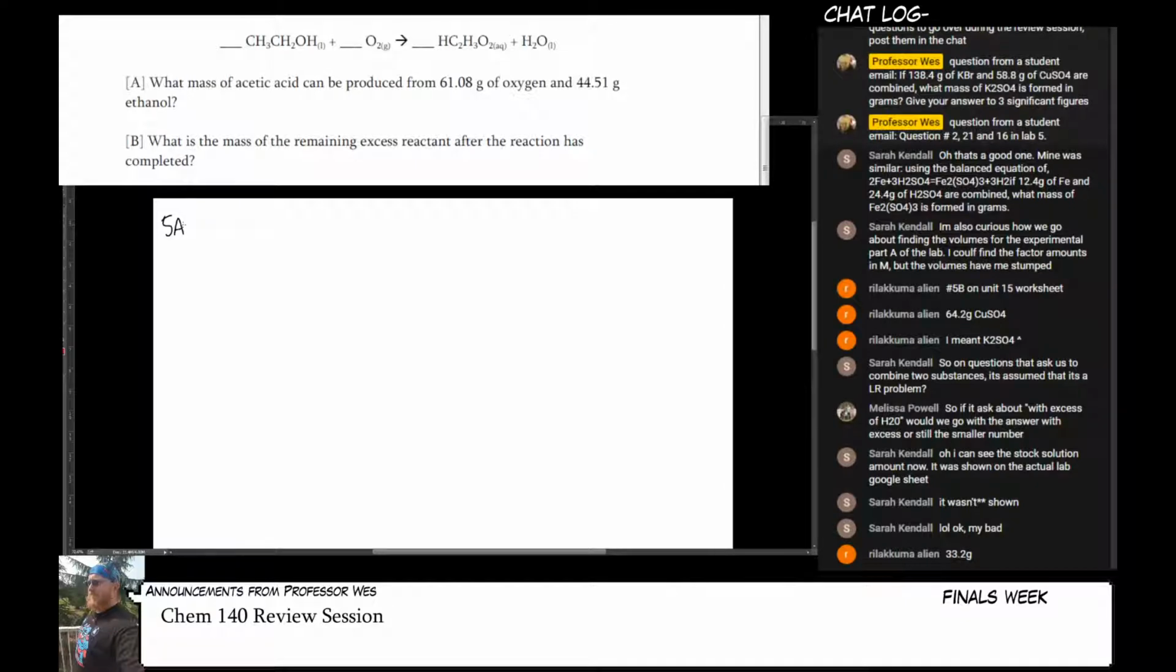What I want you to try and do, we've done 2 of these today, so let's do one more. Tell me the mass of acetic acid that you can make from those amounts using that equation up there. Don't forget to balance it. I'll give you like 5 minutes to try that, or until I see an answer in the chat.